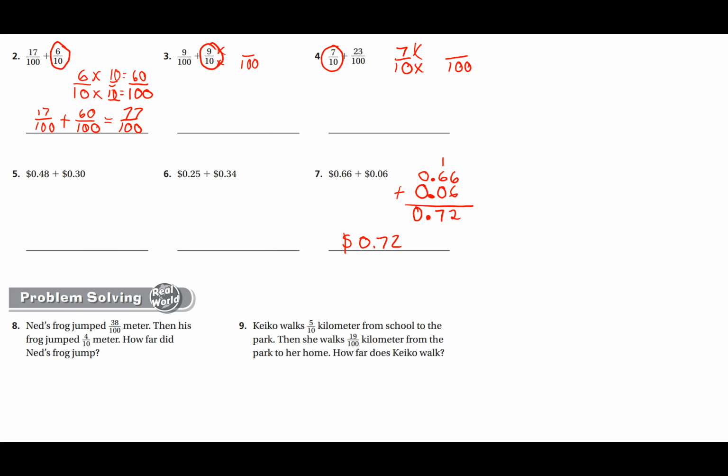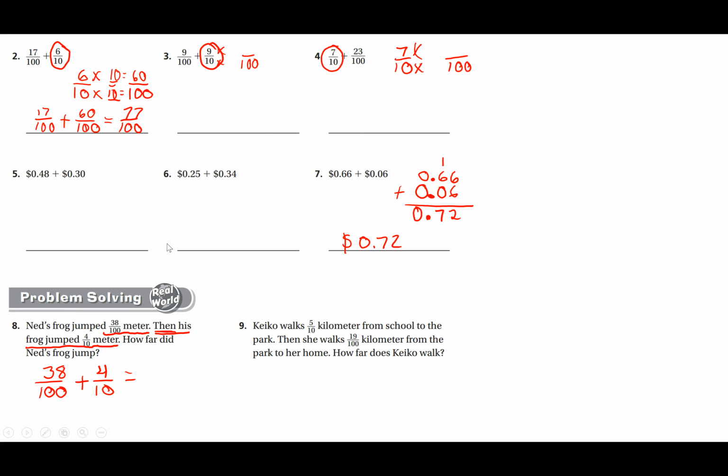All right, number 8. Ned's frog jumped 38 hundredths of a meter. Then his frog jumped 4 tenths of a meter. So he jumped 38 hundredths. Then he jumped 4 tenths. So if he's jumping 38 hundredths and then jumping again, we know we're adding. He's jumping further. We're adding more to his distance. And how much more? 4 tenths more.